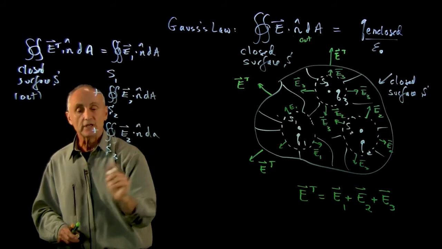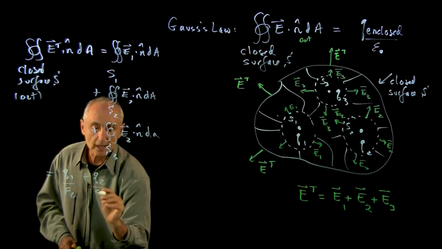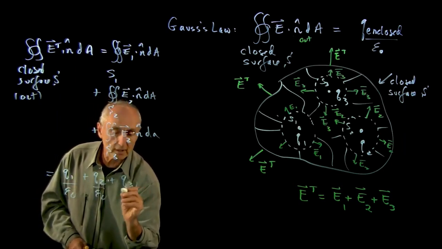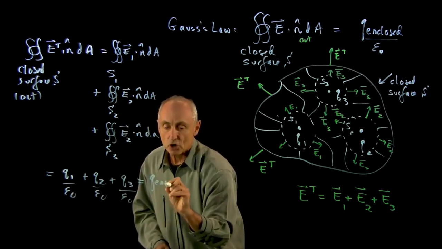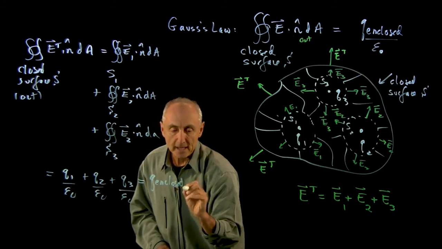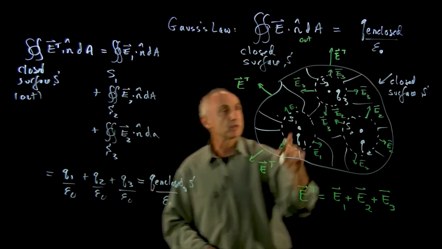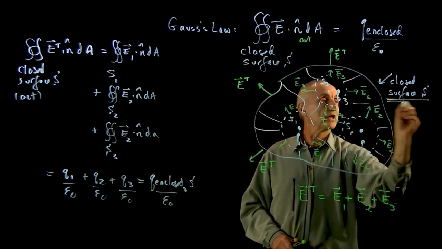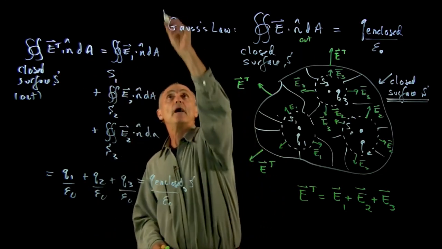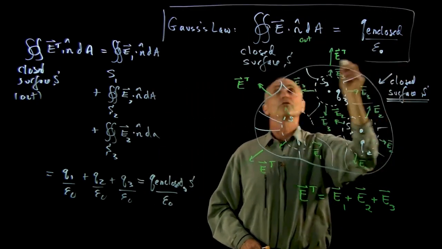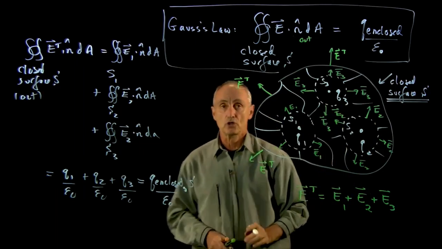And each of these we've calculated separately. That's Q1 over epsilon naught plus Q2 over epsilon naught plus Q3 divided by epsilon naught. So we'll write that as the charge enclosed, in parentheses, S, divided by epsilon naught, because this is the charge that's enclosed in our surface S. And so what we see is that we now have proved Gauss's law for an arbitrary surface S surrounding closed charges.